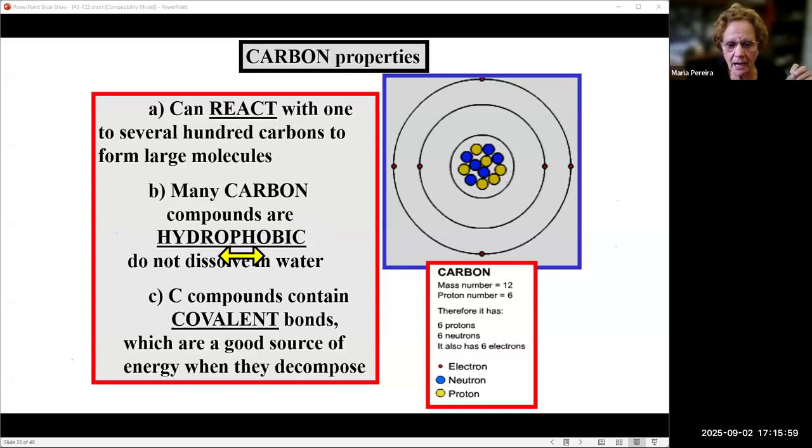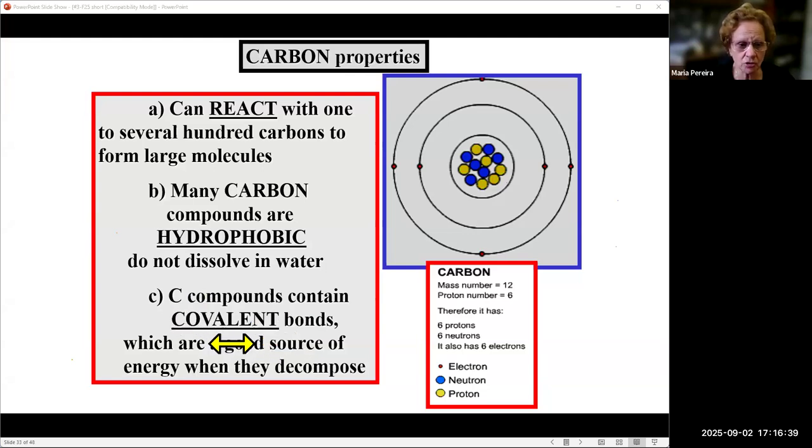Many carbon atoms can be hydrophobic. That means they cannot be dissolved in water. Why is that important? Because think about the barriers. The plasma membrane has a lot of phospholipids that are hydrophobic, that cannot be dissolved in water. So the barriers in our body have to be made up of molecules that are hydrophobic, that are not dissolved in water. Because if they would be dissolved in water, they could not form a barrier. They would just disappear. And carbon atoms can form many covalent bonds.